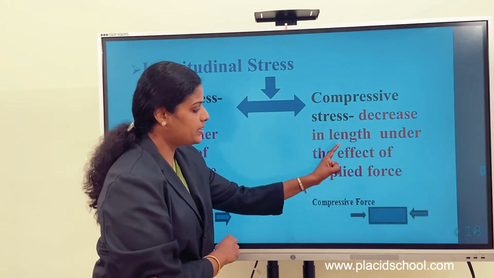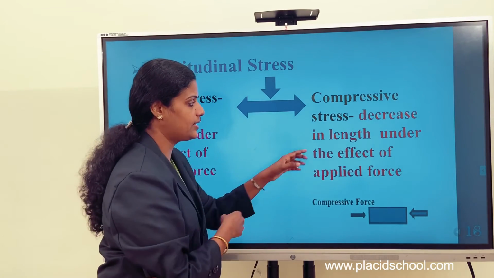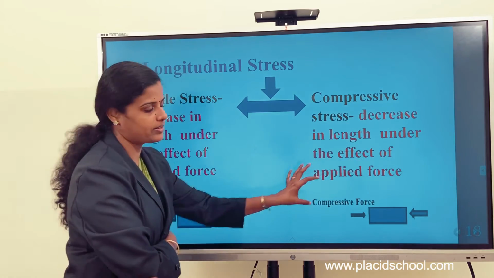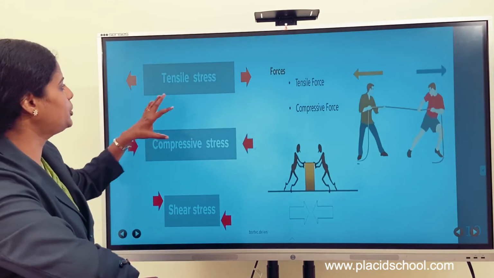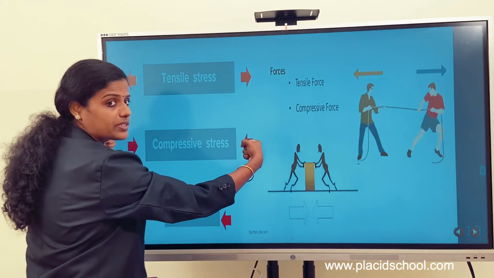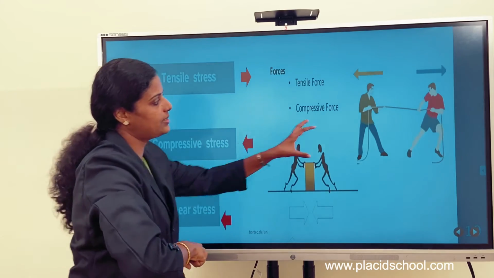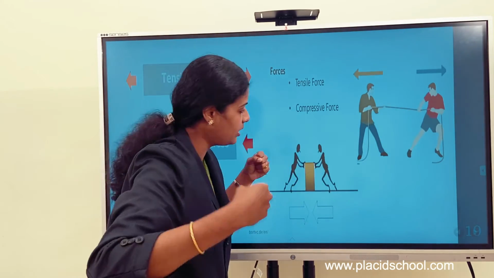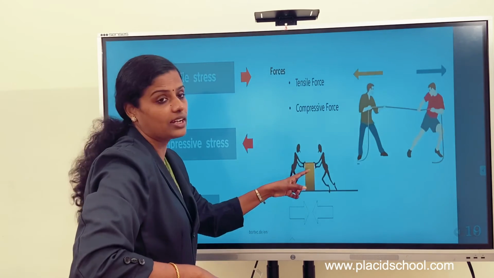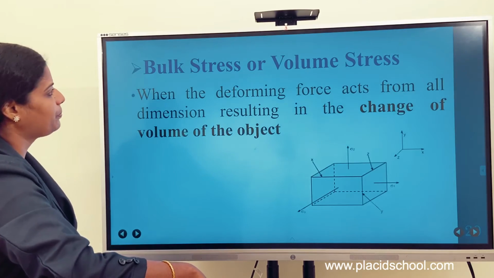Okay, coming to compressive stress, here we are pushing from both sides, so there is a decrease in length. This is compressive stress. Coming to this diagram, in tensile stress we are stretching, and in compressive stress we are giving inward force. This is the example: two boys are stretching, and here they are pushing or squeezing. This is the compressive force. This we will see later.